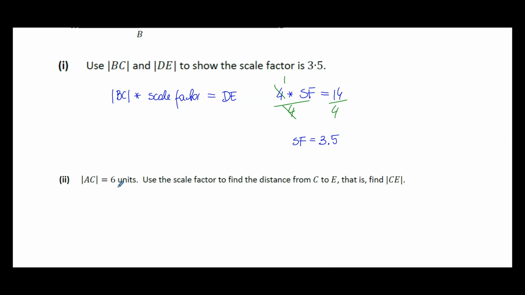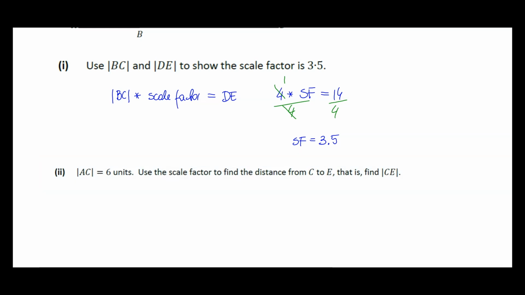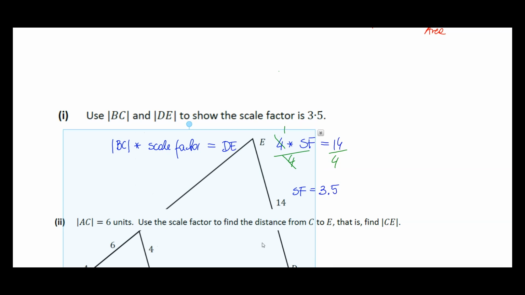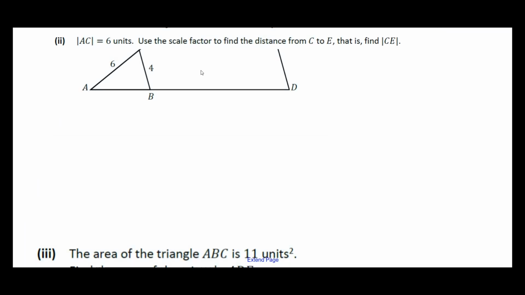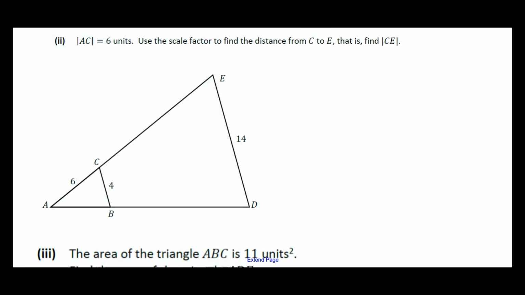Okay, next part. AC is 6 units. Maybe let's get our triangle maybe here so that we can see that. So AC is 6 units, that's the one. Use the scale factor to find the distance CE, that is, find CE. Again, we are using that idea that length multiplied by scale factor will give me the enlarged length. The only difference here is that CE is not a full enlarged length. So let's just write that.